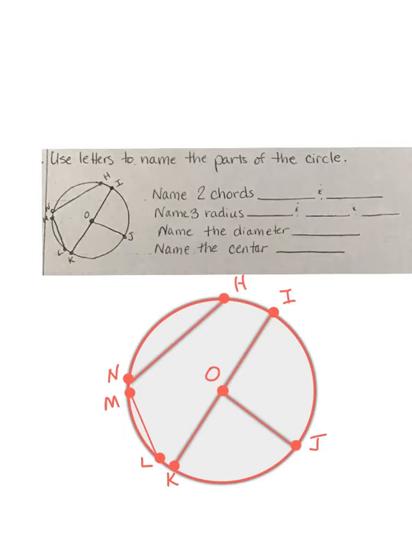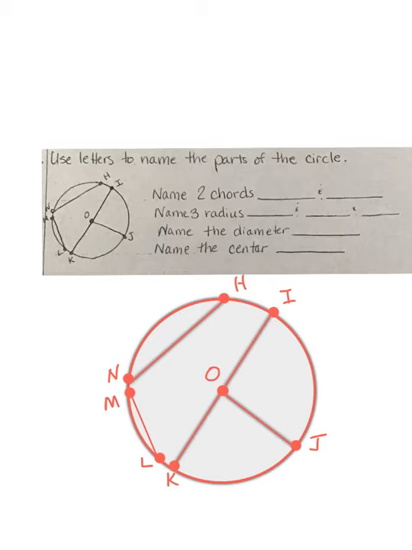Okay, in this section we have the letters and we have the words. We're going to name those words with the letters. I made a bigger circle on the bottom that's the same as the one up top so you can see it a little bit better. The first thing it asked for was 2 chords. Now remember, a chord touches both sides, but it doesn't go through the middle.